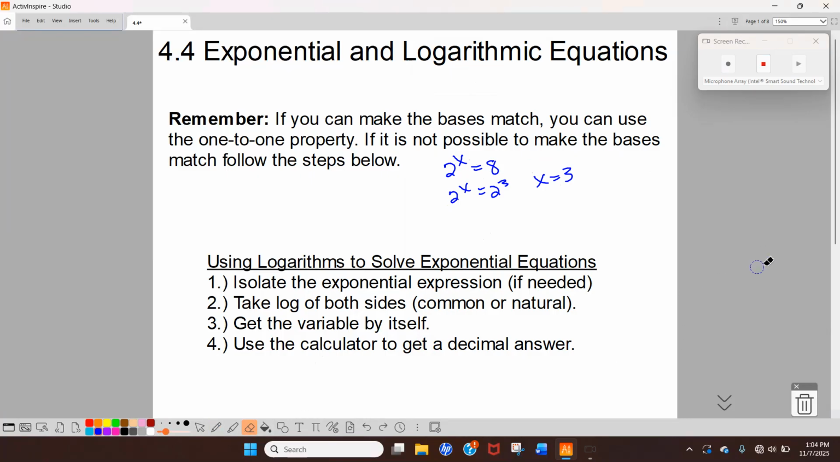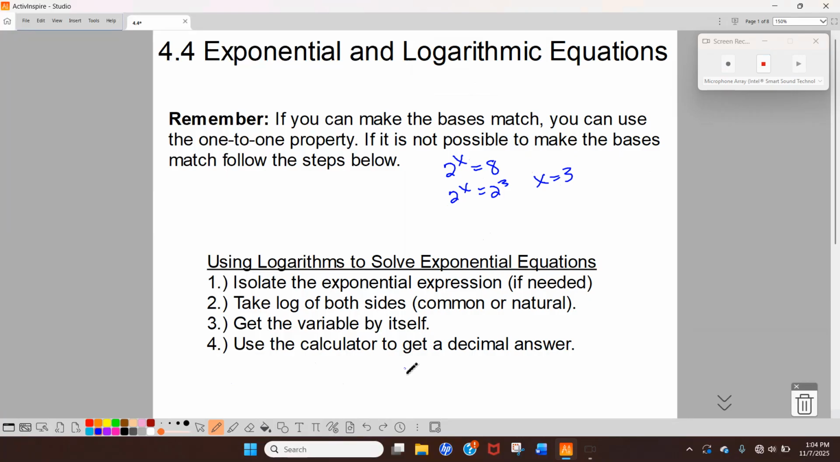All right, so the steps are to isolate the exponential expression, take the log of both sides. You can do common log or natural log. Now, in Algebra 2, you were taught a different way of doing this, because you had the graphing calculator that had the fancy thing where you could change the base of your log to whatever you wanted. With the calculators that you're allowed to use in college algebra, you are only allowed a common log or a natural log because that's the only buttons that exist on your calculator. I tend to do the common log unless there's an E in the problem, and then I'll do the natural log because it makes it easier.